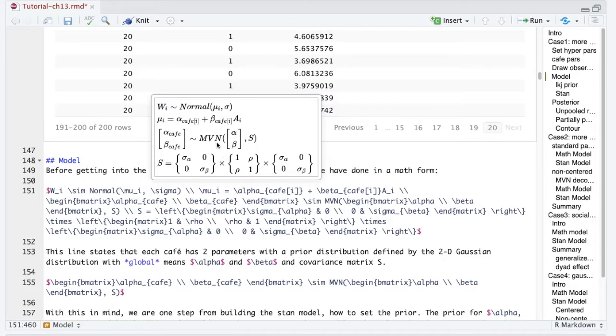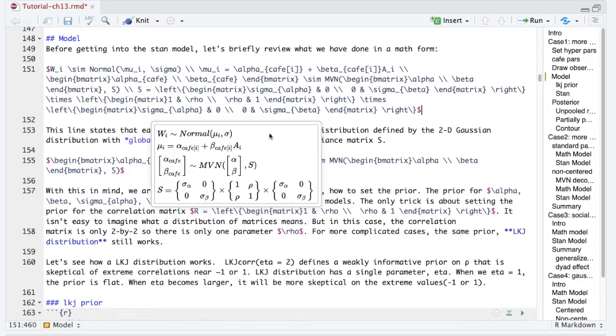And the pair of alpha and beta for each cafe is drawn from a multivariate normal distribution. The multivariate normal distribution is constructed by 4 hyperparameters we set. First is the mu of alpha. Second is the mu of beta. So these two mean values are the average waiting time across all the different cafes. The parameters we set are the sigma for alpha and sigma for beta, which show the diversity between different cafes. And the last parameter is the correlation coefficient, which controls the relationship between alpha and beta for a certain cafe.